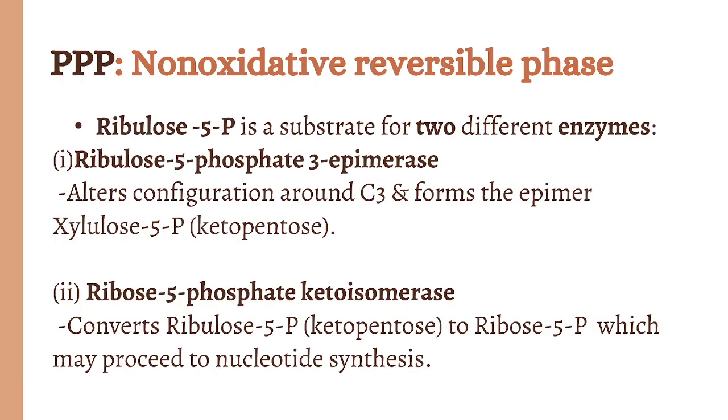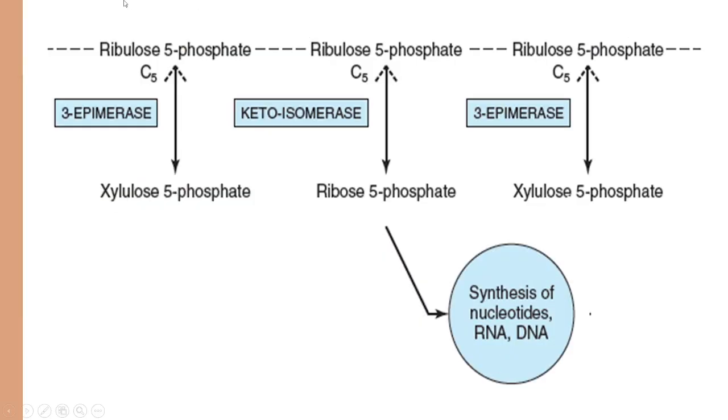The non-oxidative reversible phase, the second phase: ribulose 5-phosphate is a substrate for 2 different enzymes, an epimerase and a ketoisomerase. The epimerase, in the reaction to your right and the farthest to your left also, so 2 molecules of ribulose 5-phosphate will be acted upon by an epimerase to generate xylulose 5-phosphate. The ribulose 5-phosphate in the middle will be acted upon by a ketoisomerase to form ribose 5-phosphate. This ribose 5-phosphate can directly join the synthetic pathway of nucleic acids and nucleotides.